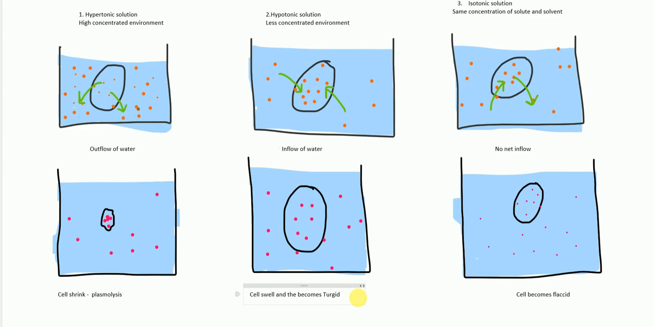In the next diagram, by now, I am sure you must have guessed what is happening. In an isotonic solution, the concentration of solute and solvent inside and outside the cell is equal. So the movement of water from inside to outside is equal to the movement of water from outside to inside of the cell. There is no net movement of water and the cell remains flaccid.